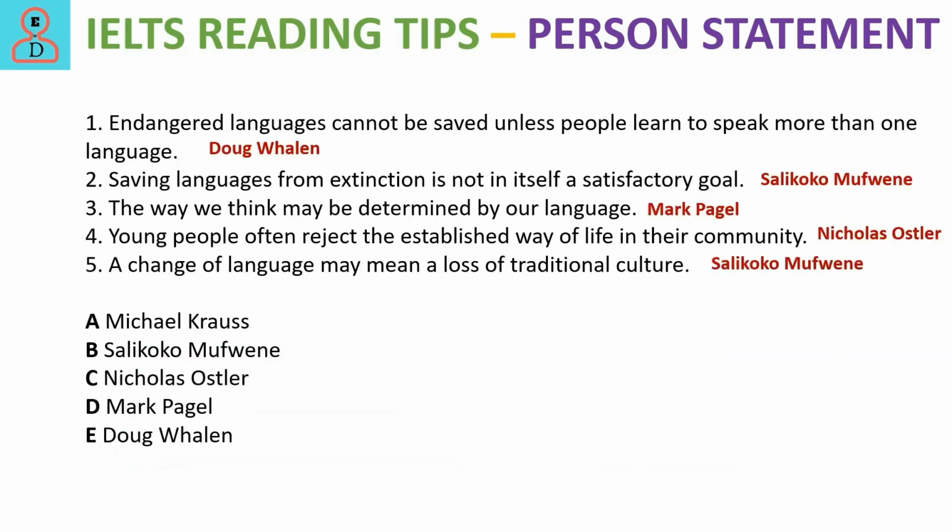So this is how our answers look. Remember, we mentioned in the beginning that it is not necessary that every person's name would be used, and in this case, option A, Michael Cross, is not the answer for any of the statements, and Salikoko Mufwene is the answer for two options. So always remember this point while attempting these type of questions.